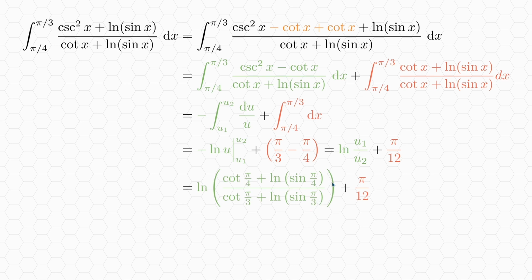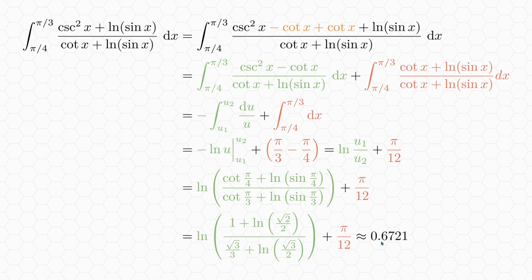Now it's just algebra and trigonometry at this point. We will just have to evaluate these values. Cotangent pi over 4 is 1. Sine pi over 4 is square root of 2 over 2. Cotangent pi over 3 is square root of 3 over 3. And sine pi over 3 is square root of 3 over 2. So this is the entire expression right here, and then we still have the plus pi over 12. Now this cannot be simplified further, at least not in any meaningful way, so it's probably good to just leave it this way. You might want to approximate this using your calculator to get 0.6721. So this is our final answer.